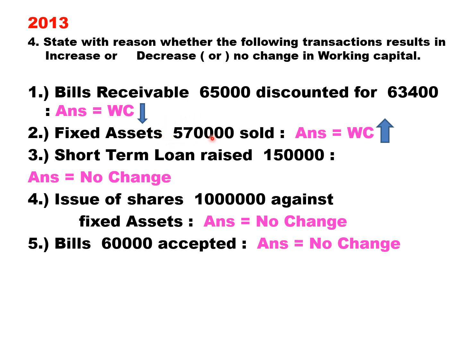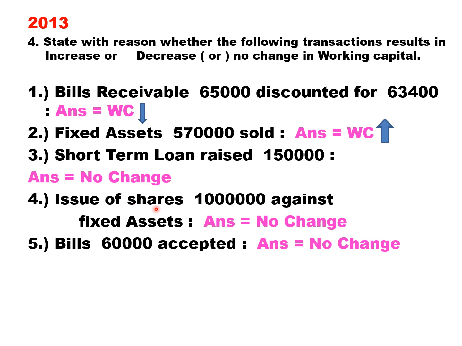Fixed assets 5,70,000 sold. So fixed asset goes, cash comes. So there is an increase in cash, working capital increases. Short-term loans raised. It's a loan taken from bank. So it's a transaction between a short-term loan and cash. Short-term loan is a current liability. Cash is a current asset. Current, there is no change.